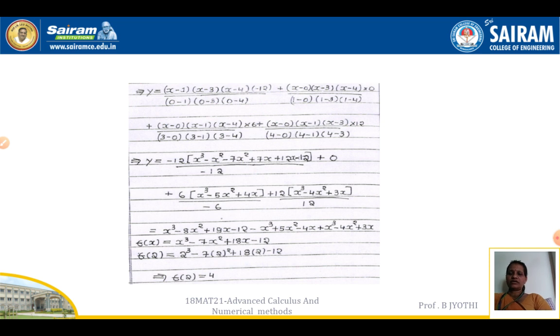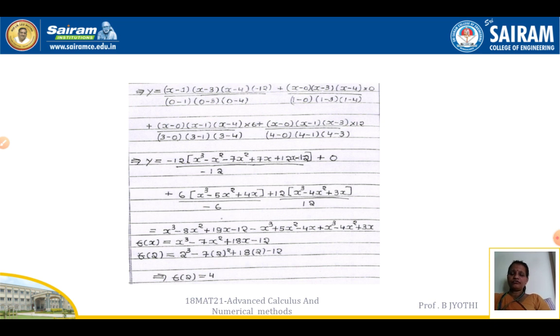Now we can observe here that x is left as it is. We are not substituting 4 as the x here, or 2 as the x value. Remaining all the points will be substituted, and we need to take the LCM and simplify that. We get this as the first term, 0 is the second term, the third term is this, and then the fourth term. Take the LCM and simplify. We get x cube minus 7x square plus 18x minus 12. This is the required polynomial.